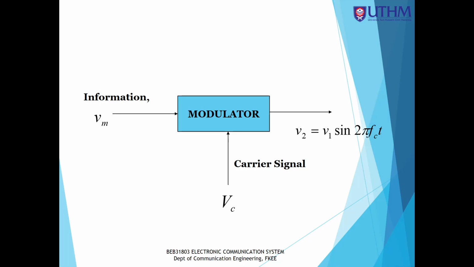Now this is the block diagram of the modulator. Remember that there are many components inside the modulator, so here we just draw a simple block. Inside, there are actually many electronic components. We have the input information and we have the carrier signal, vm and also vc. The output here is the AM signal.